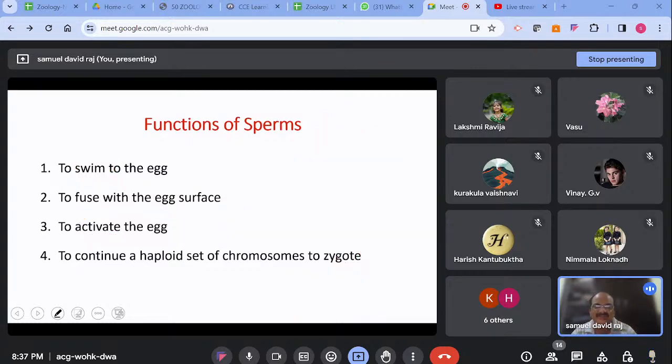In addition to this, some other things also happen which we'll discuss when we deal with fertilization tomorrow. And another function is that it provides a haploid set of chromosomes to the zygote. These are the four main functions of the sperm.